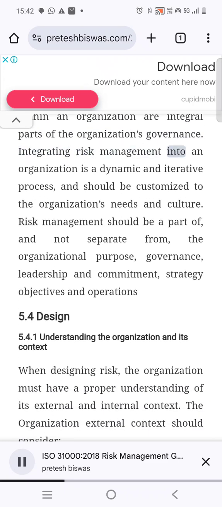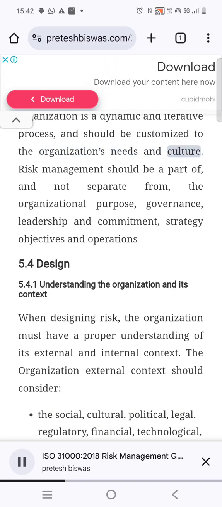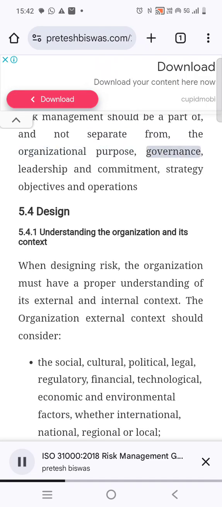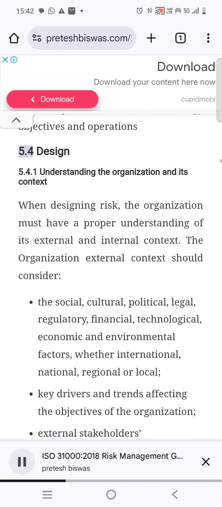Integrating risk management into an organization is a dynamic and iterative process, and should be customized to the organization's needs and culture. Risk management should be a part of, and not separate from, the organizational purpose, governance, leadership and commitment, strategy, objectives and operations. 5.4 Design.